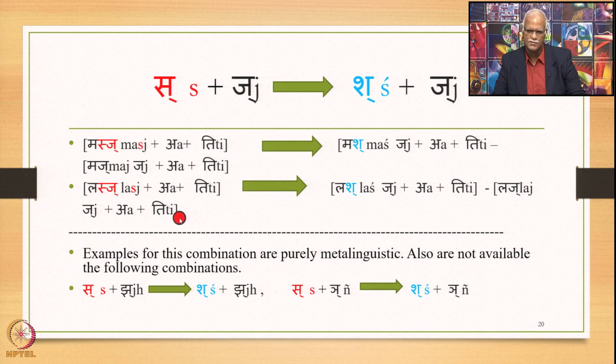Similarly, we can also say that the following combinations are not available: ṣ plus j, which would be converted into ṣ plus j, and similarly ṣ plus y, with the substitution being ṣ plus y. These are not available.